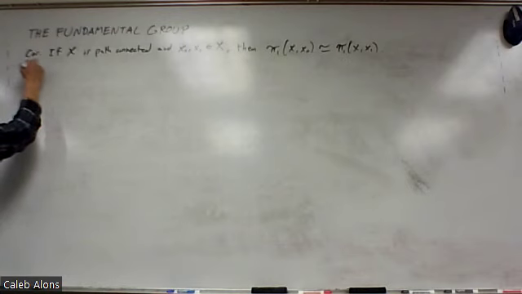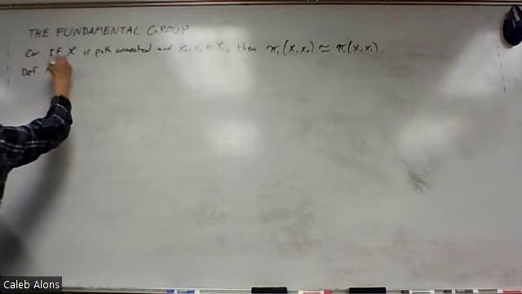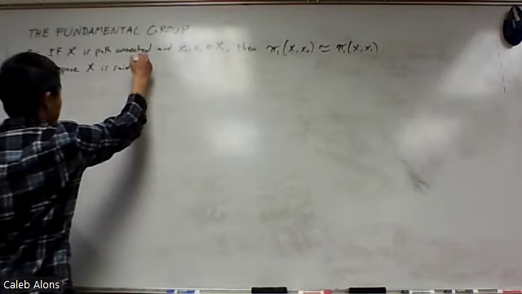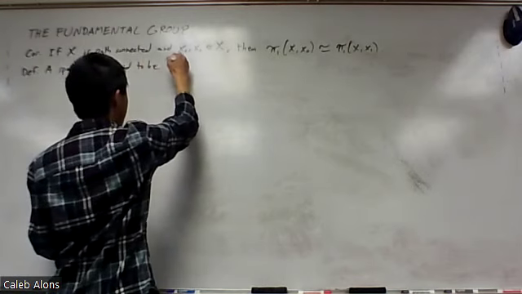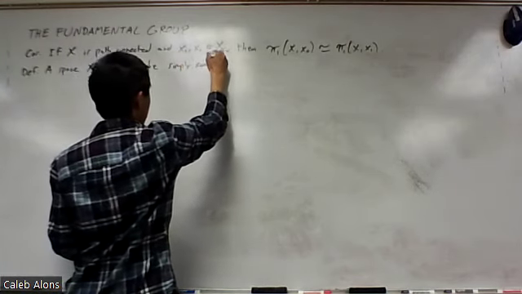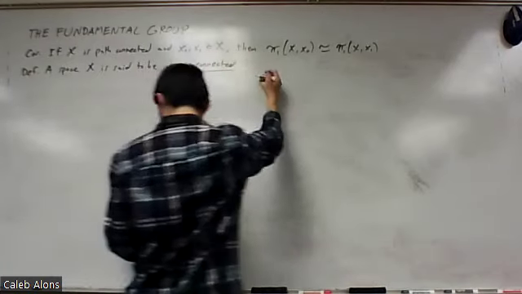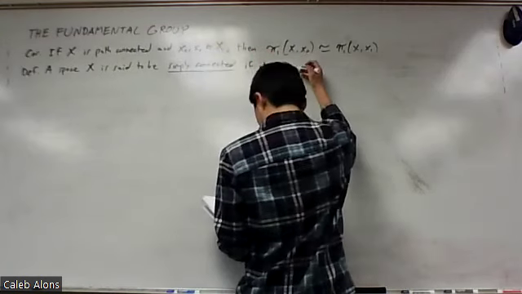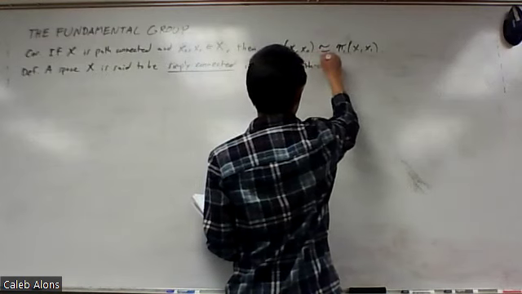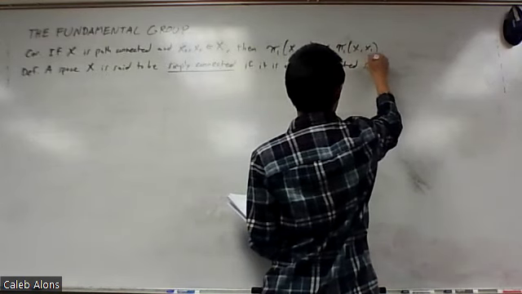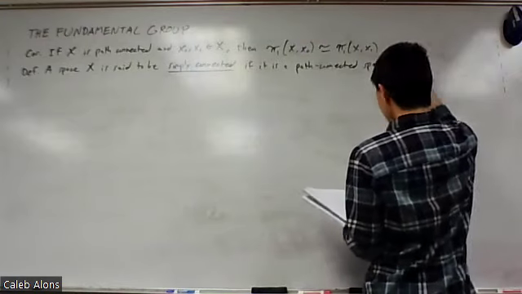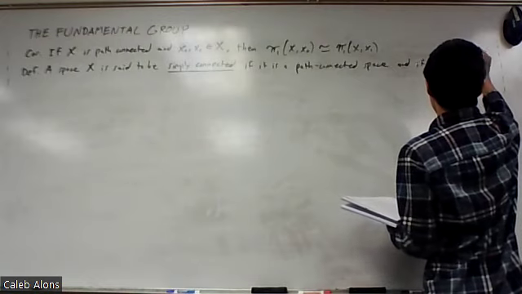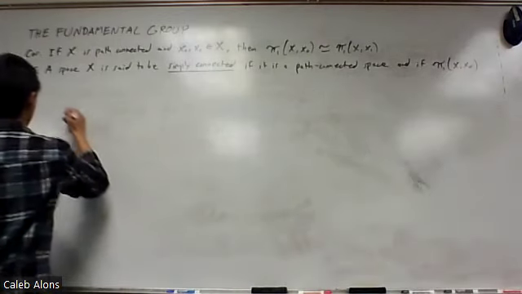We have an improved definition for simply connected. So a space X is said to be simply connected if it is a path connected space and if the fundamental group is the trivial group.